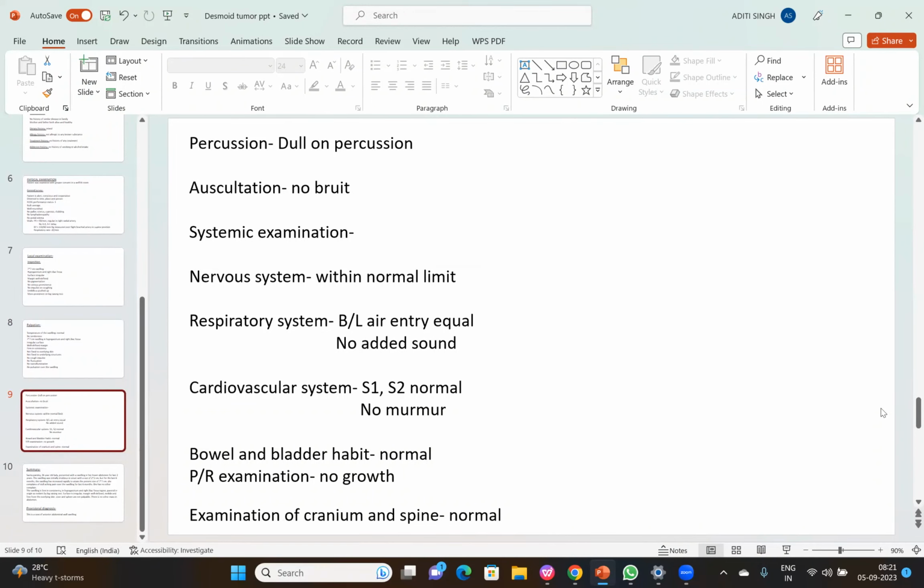Systemic examination. Nervous system within normal limits. Respiratory system: bilateral air entry equal, no added sound heard. Cardiovascular system: S1, S2 normal, no murmur. Bowel and bladder habits normal. PR examination: no growth, no bleeding. Examination of cranium and spine normal.